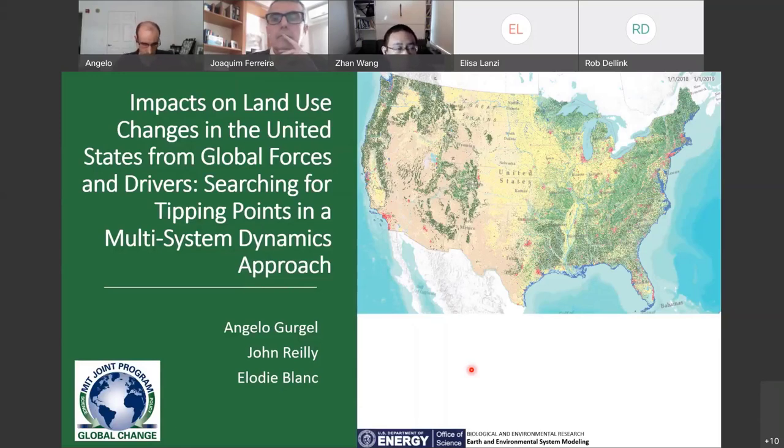This is a first step in a project financed by the US Department of Energy, trying to understand multiple forces that could compound in impacts at the economic, social, and natural systems. And it's building around a framework that we are calling a multi-system dynamic approach, and there is a community of scientists arising under this multi-system dynamics approach, which I will explain a little bit further.